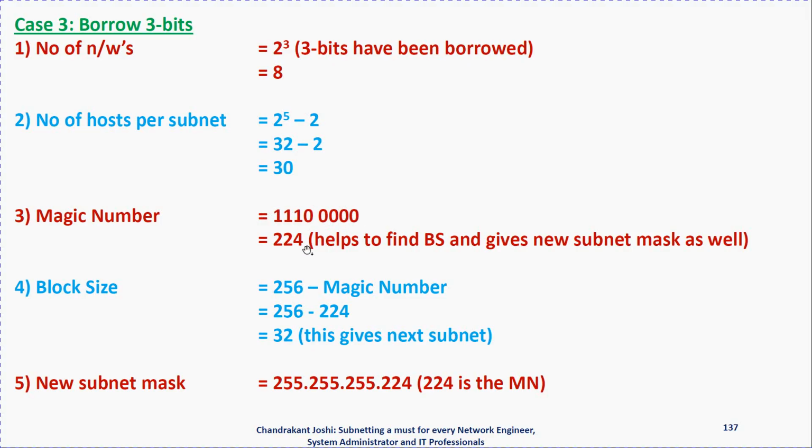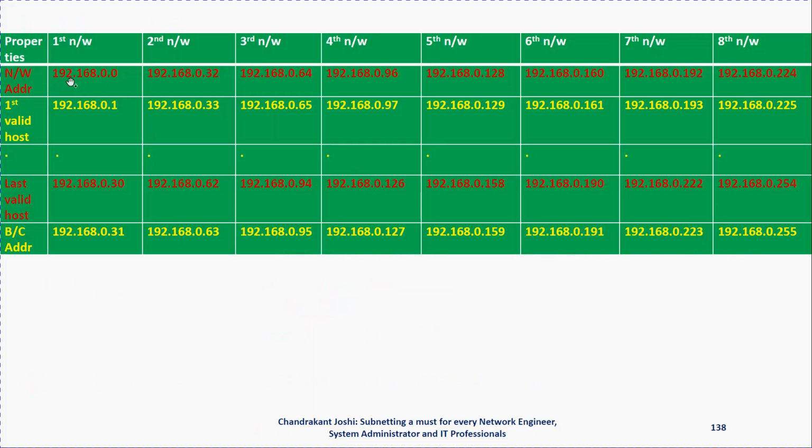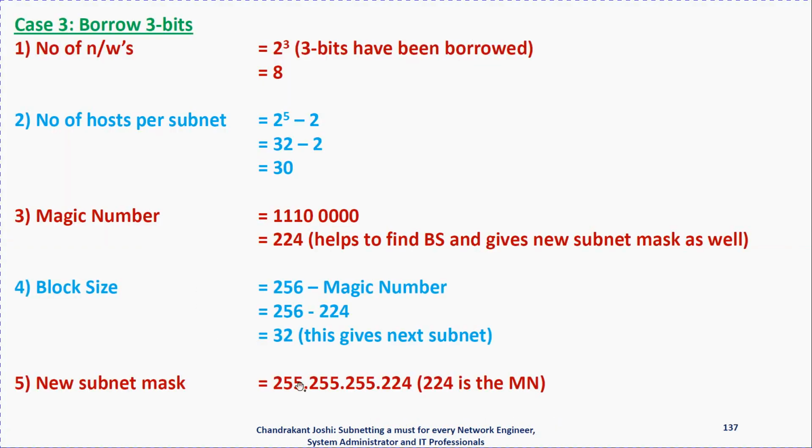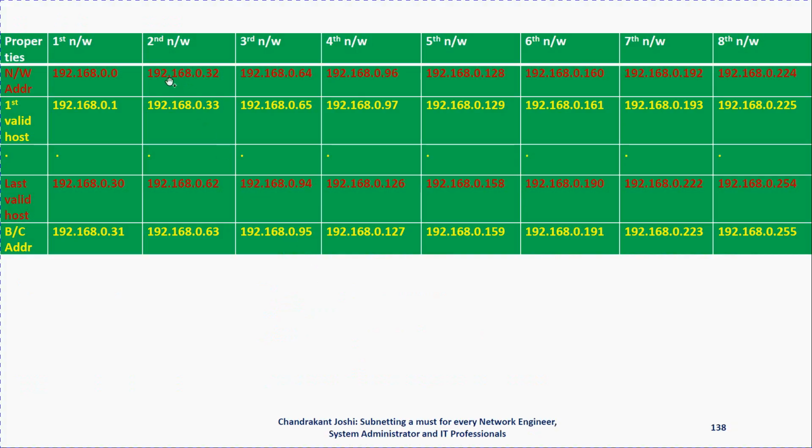Now let us find out the block size, because after finding the block size we get the second subnet. There is a formula for the block size: 256 minus the magic number. So 256 minus 224 is 32. So what will happen? My first network is the default one, 192.168.0.0. Because the block size is 32, my second subnet will be 192.168.0.32.